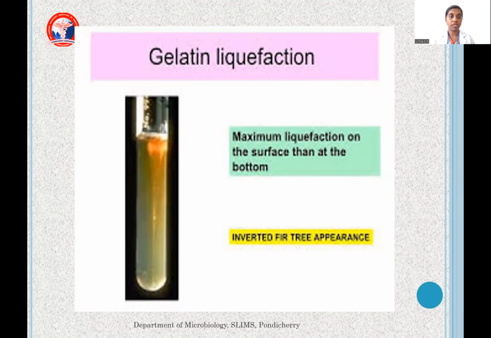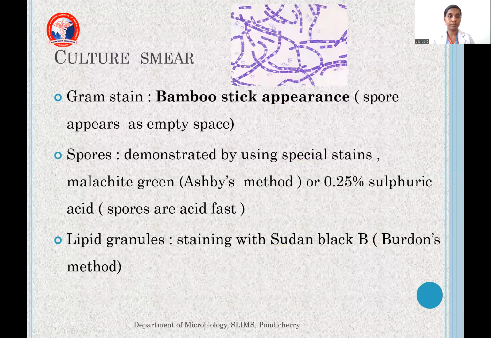So this is a picture of gelatin liquefaction. Here you can see maximum liquefaction happens at the surface and it decreases down. So this will give an inverted fir tree pattern of gelatin liquefaction.